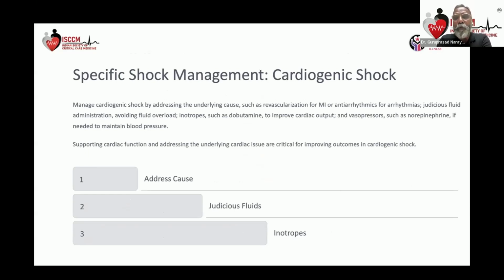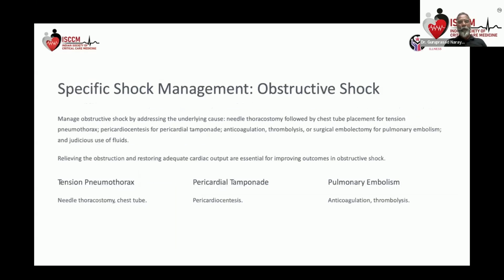Fluid should be administered very judiciously, because fluid overload is very, very common. And inotropes such as dobutamine can improve the cardiac output. And if the patient doesn't improve with dobutamine, you can use vasopressors like noradrenaline to maintain the blood pressure.